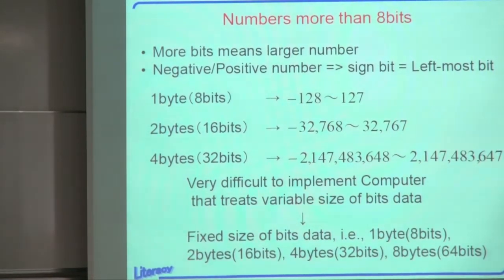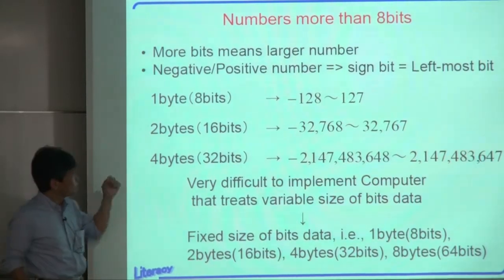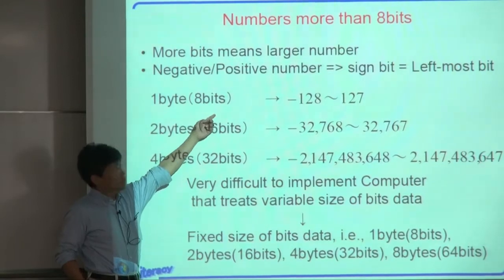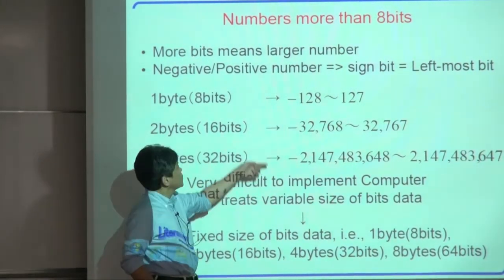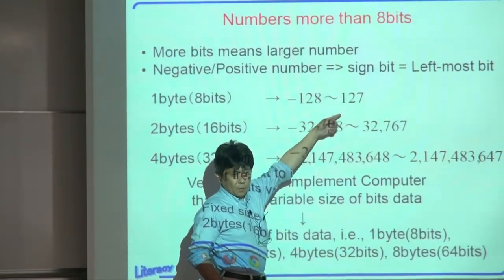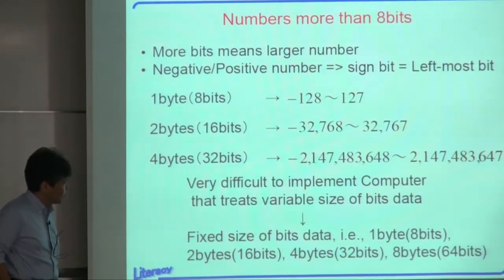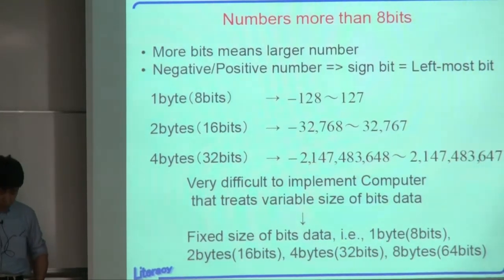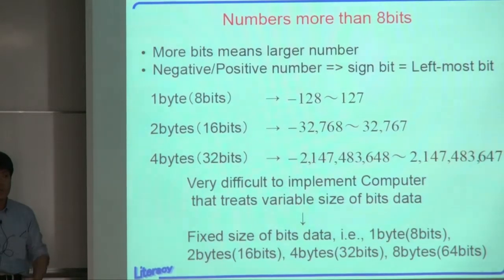In the computer system, you can treat more than 1 byte: 2 bytes, 4 bytes, sometimes 6 bytes. Of course, 1 byte is 8 bits, 2 bytes is 16 bits, and 4 bytes is 32 bits. So each data type can treat these integer ranges. This is very important: in computer systems, it's difficult to treat variable length bits. So in your program, you have to specify any data as 1 byte, 2 byte, 4 byte, or 8 byte data, fixed length size data.